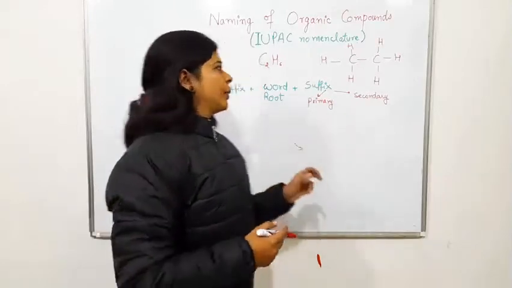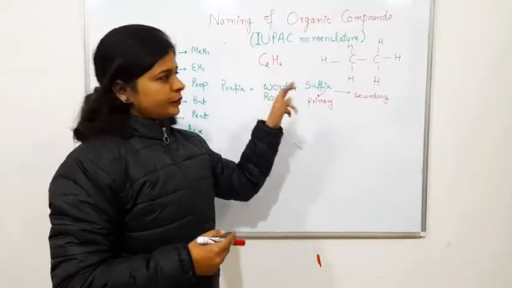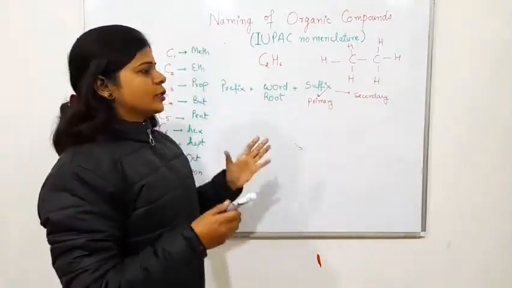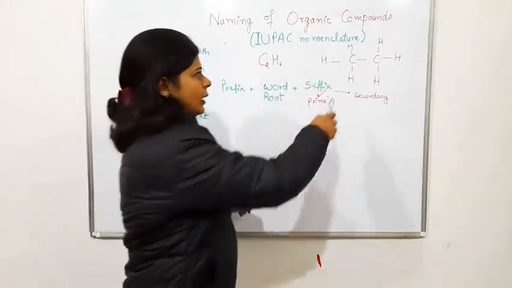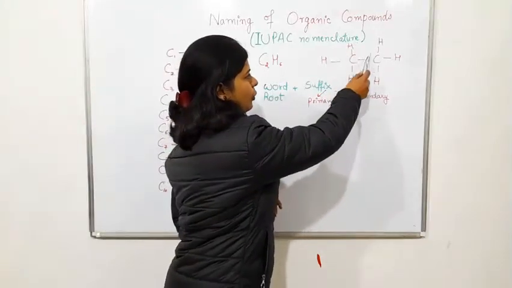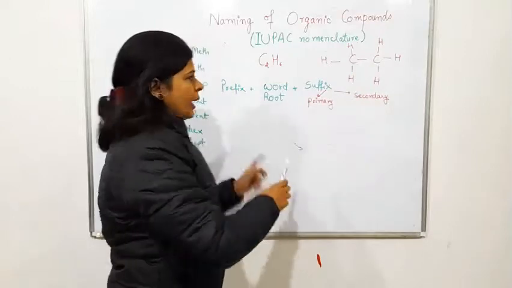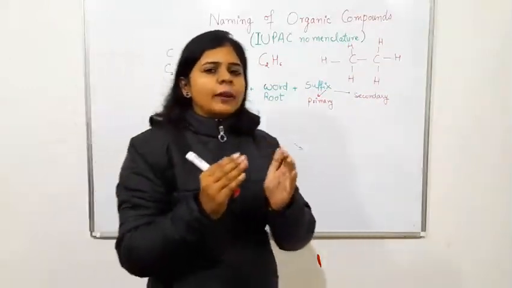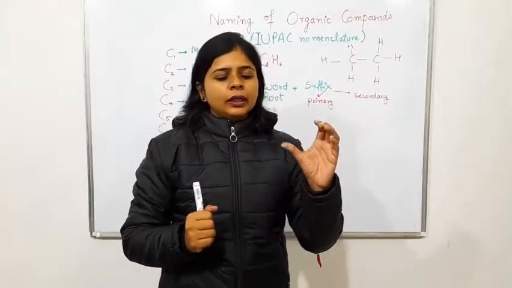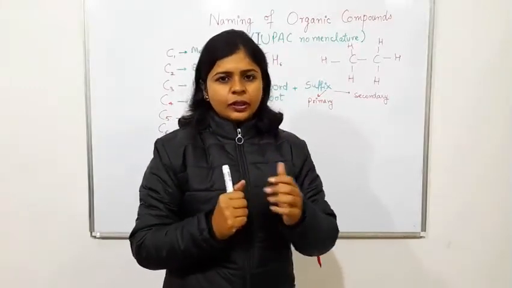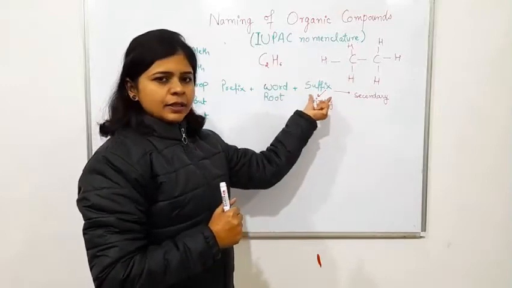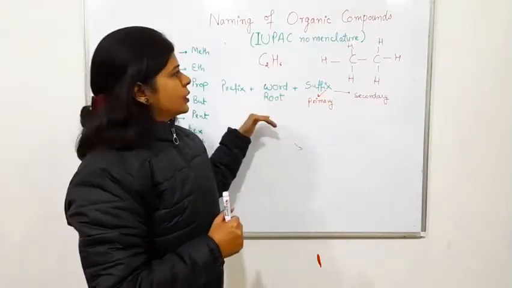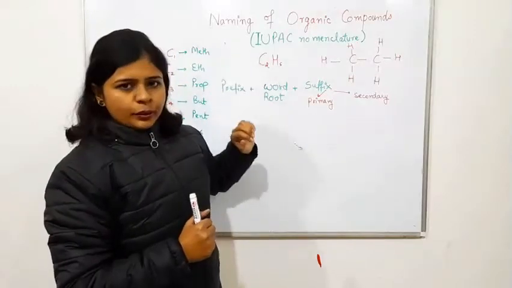Let us take the example of the compound C2H6. If I draw its structure, it will be like this. Why? Because the valency of every carbon atom is 4. Let's check: 1, 2, 3, 4. And what are the prefix, word root and suffix? Actually, for naming of any organic compound, it has 3 parts. Which ones? Word root, then suffix, and before the word root we write the prefix. Like, suppose we want to name C2H6.